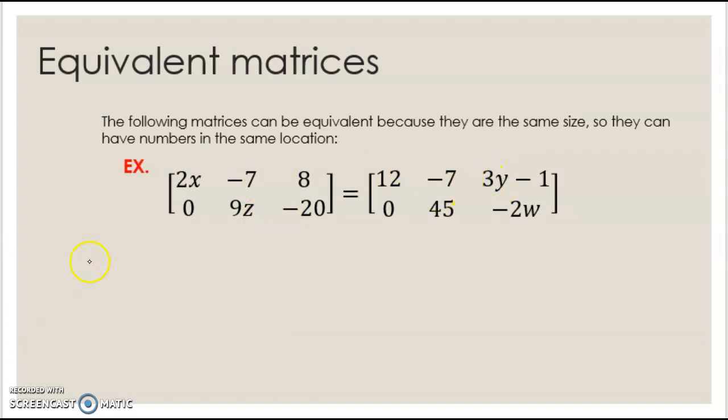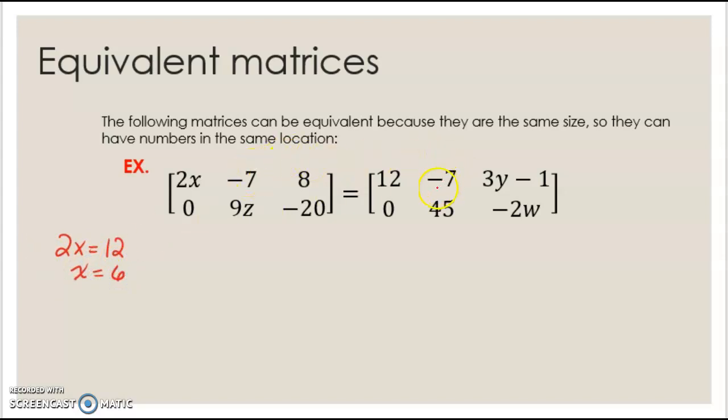These are both 2 by 3 matrices, and they are equivalent. You have exactly the same things, you have the same number of places. So you can set up equations here all the way through. 2x equals 12, be your first equation. Solve that by dividing by 2, so x equals 6.